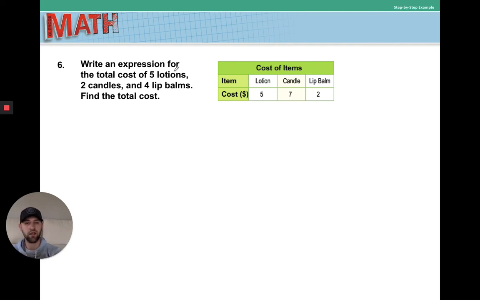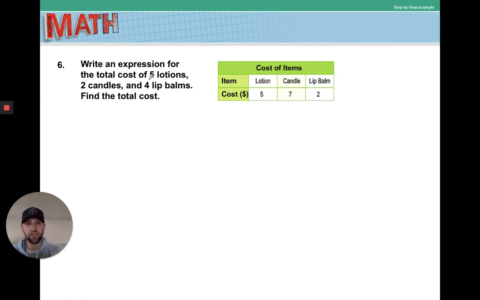As you can see, looking at our chart over here, it gives us the item and then it gives us the cost per item. Okay, so lotion, for one lotion, it costs $5. For one candle, it costs $7. And for one lip balm, it costs $2. So I need to figure out, all right, how am I going to set this up in a problem here to figure out the total cost?